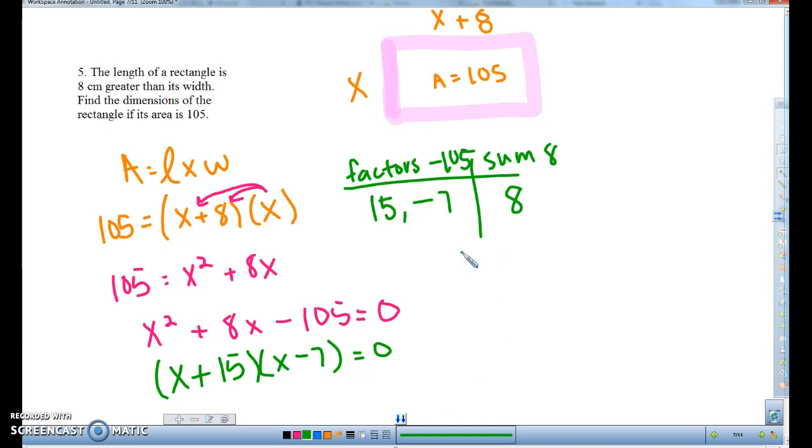Using the zero property, I set each of those equal to 0. X plus 15 equals 0. X minus 7 equals 0. And I solve. This one equals x equals negative 15. This one, x equals 7.